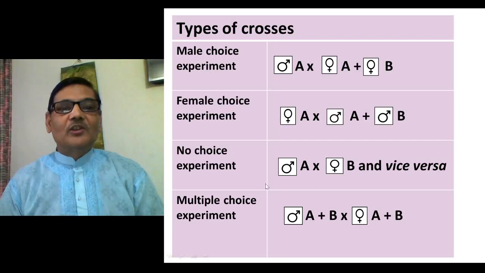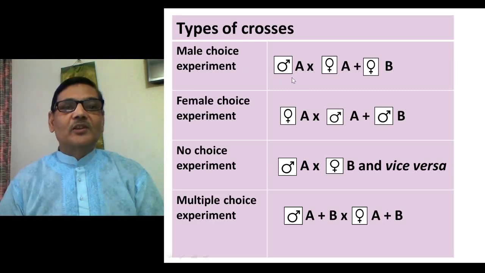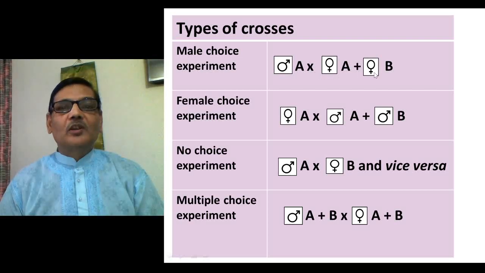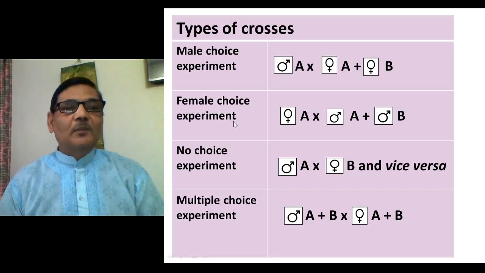So all these four experiments could be executed in the mating chamber, and as I told, the first one is male choice experiment, in which male of one species could be put with the female of its own species as well as a different species. The other experiment could be female choice experiment, where it will be the choice of female either to mate with male of its own species or male of other species.